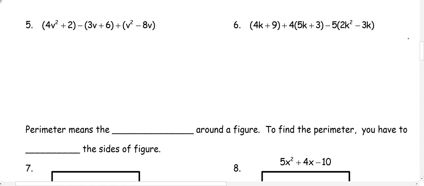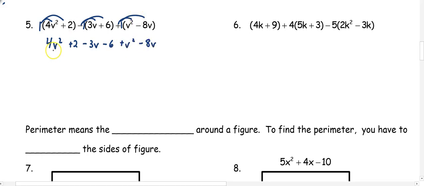Number 5. Now I have 3 sets of parentheses, so I need to look in front of each one to see what needs to be distributed. For the first parenthesis, I'm going to distribute just the positive 1. The second set of parentheses, I'm going to distribute a negative 1 because there's a negative sign here. And the third set of parentheses, just a positive 1 because it's a plus again. So when I distribute, I get 4v squared plus 2 minus 3v minus 6 plus v squared minus 8v.